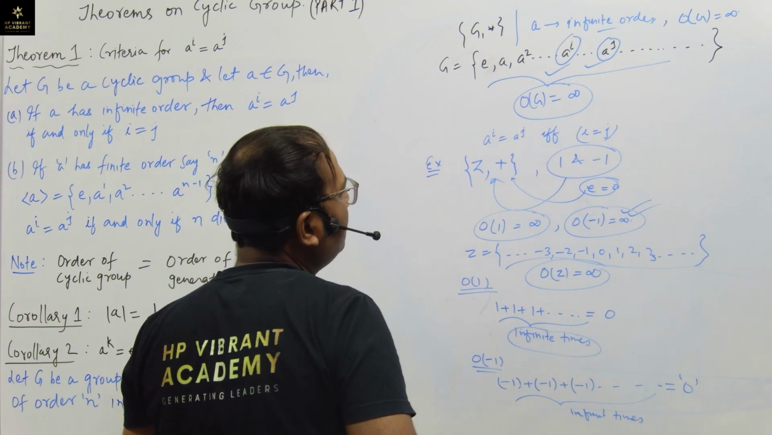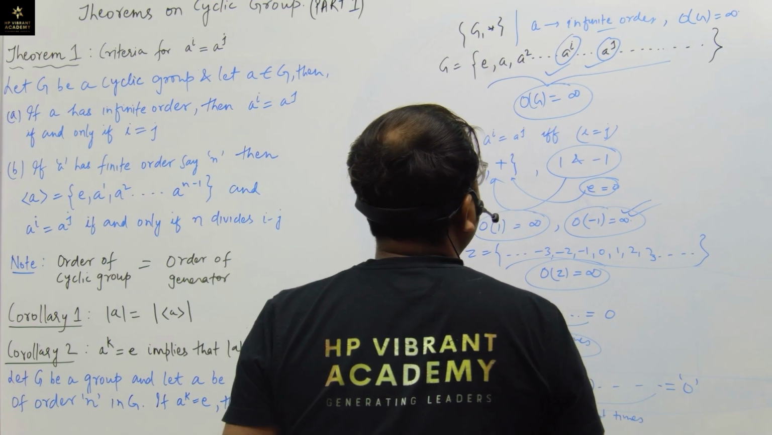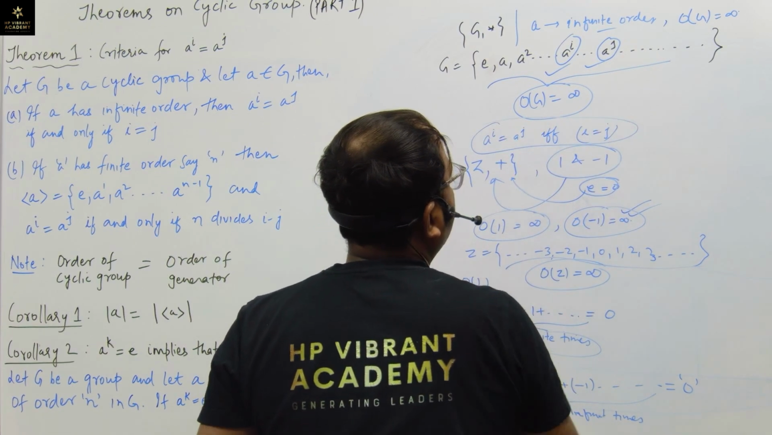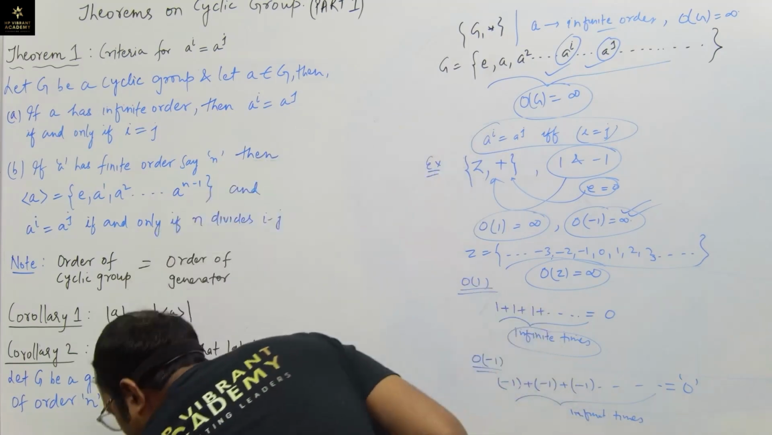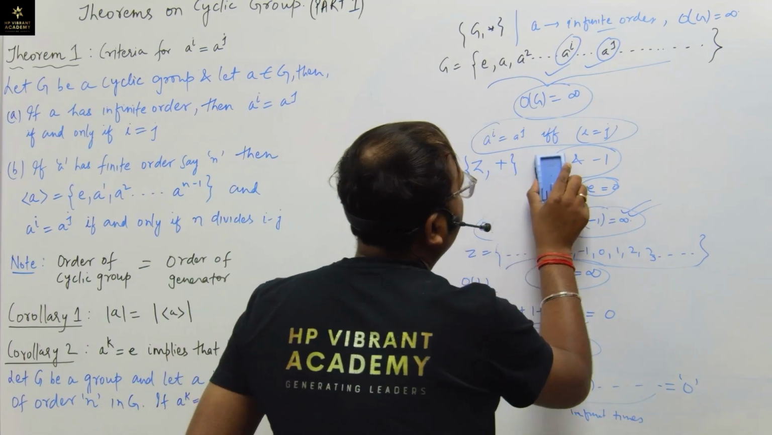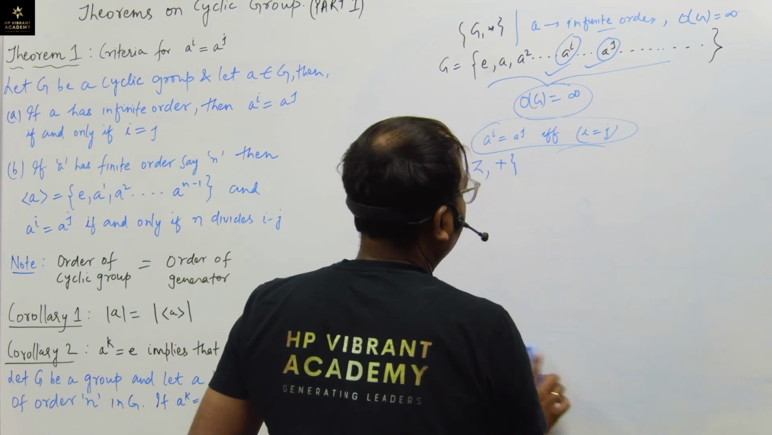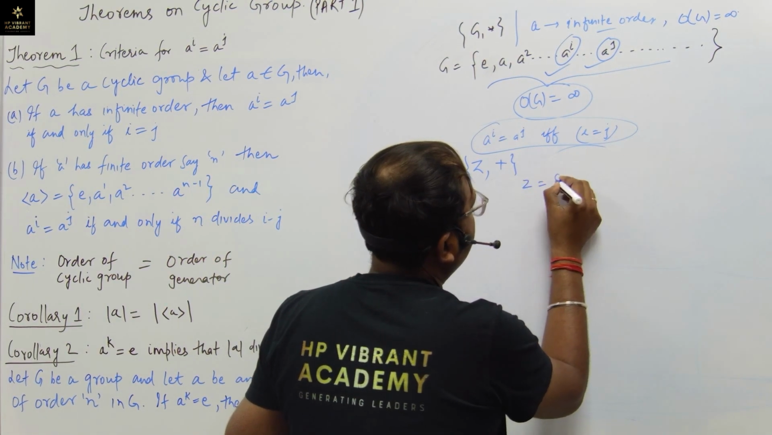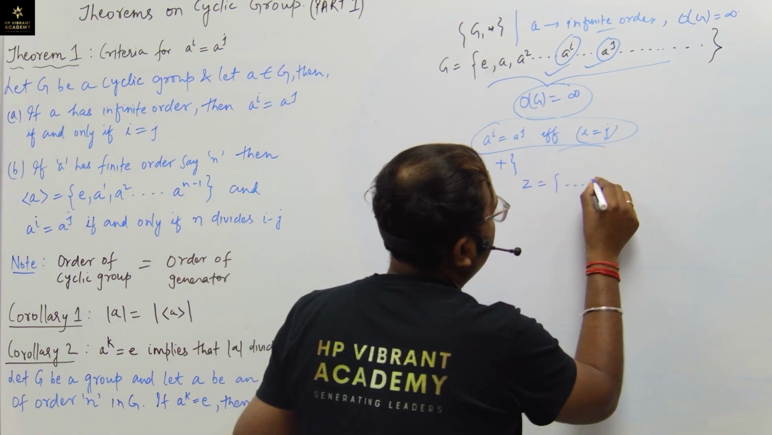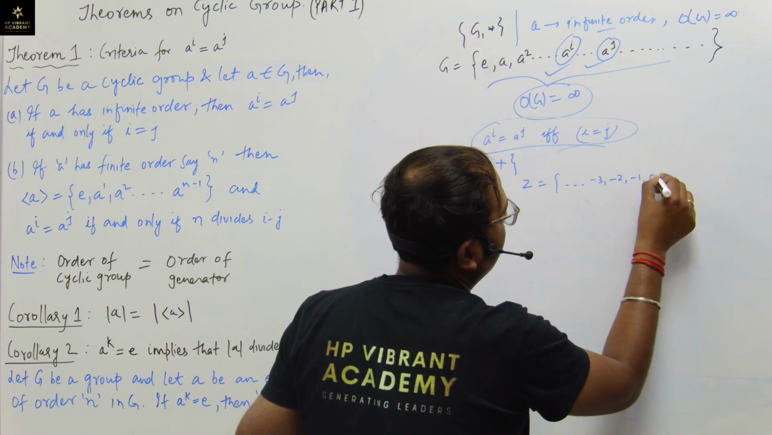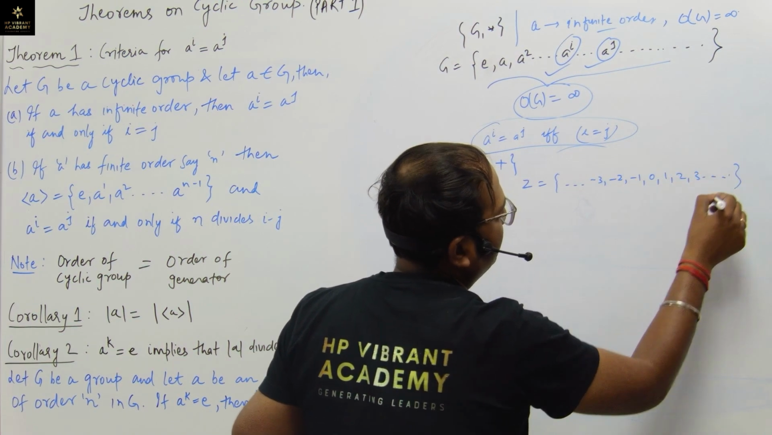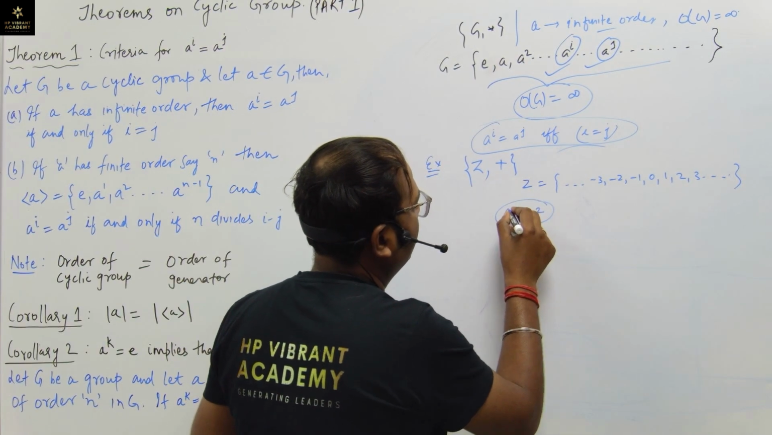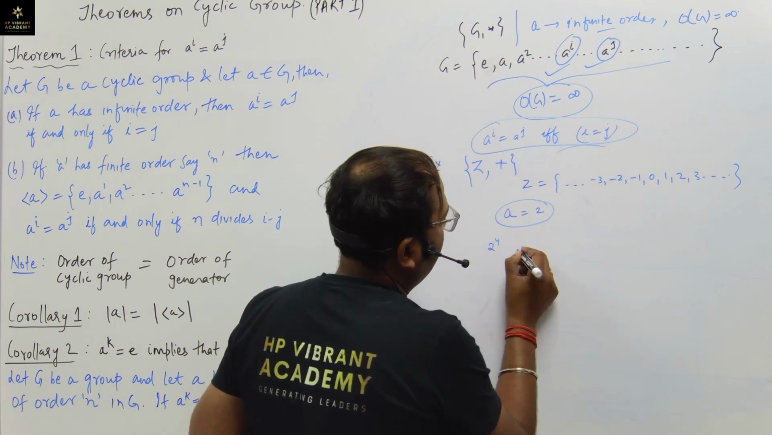Okay, so let us take an example to verify this concept. a^i is equal to a^j if and only if i is equal to j. Okay, so we have taken the example of this group of integers. So we have Z as minus 3, minus 2, minus 1, 0, 1, 2, 3. Let us take a as a is equal to 2. Okay, let us find 2 to the power 4 and 2 to the power 6.